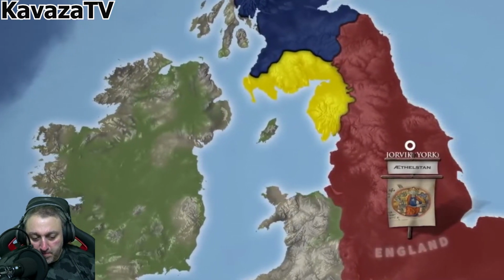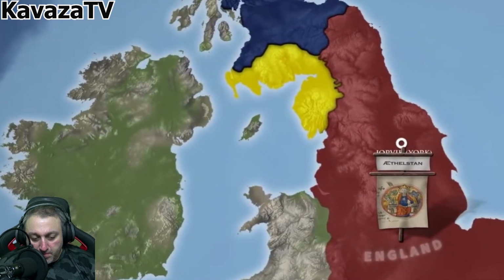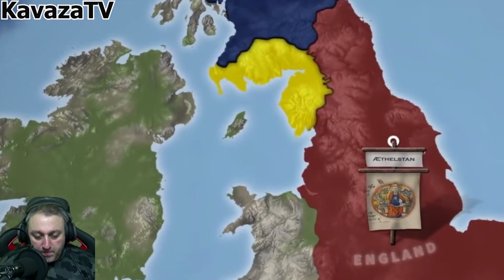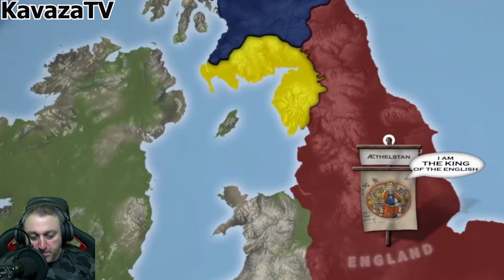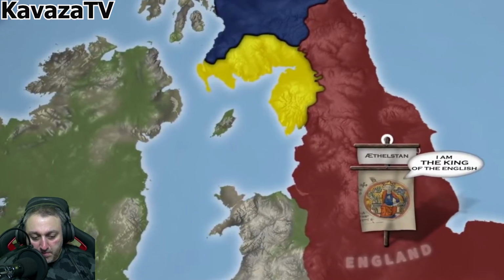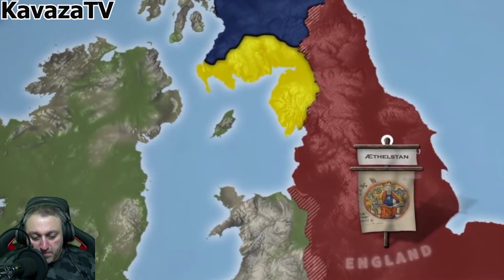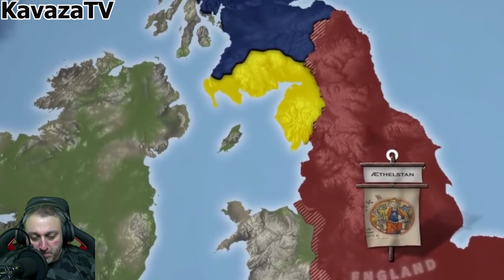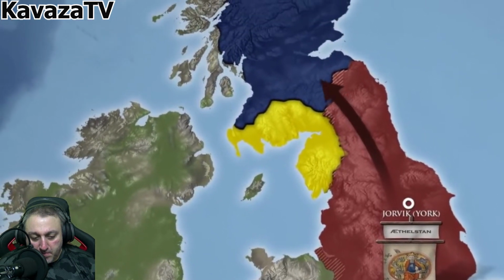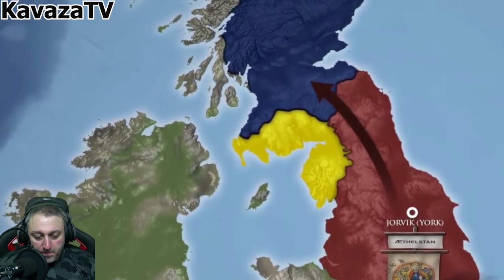Aethelstan was not done trying to expand his kingdom however he could, and although he did term himself the King of the English at this point, it was still not quite what we know as England today. Aethelstan decided to give an invasion of Scotland a chance to see if he could reach his authority even further.